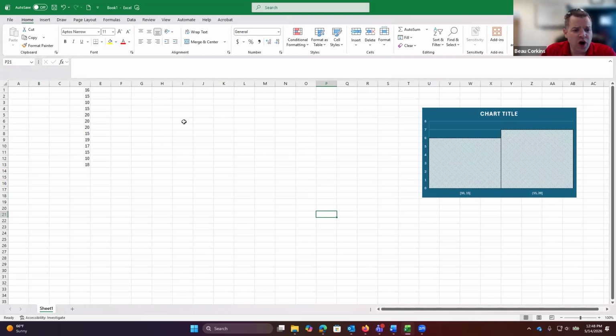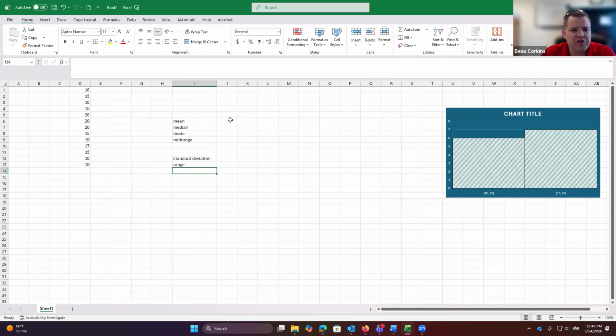All right, we wanted several different values. So mean, median, mode, all right, mid-range. And then we want standard deviation and the range. So several values we want to calculate.